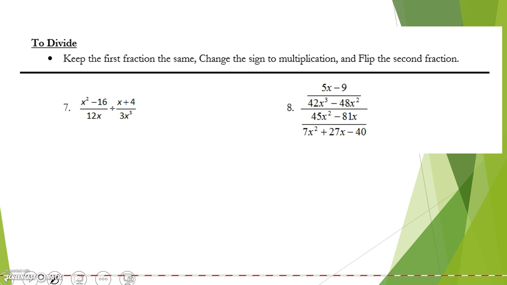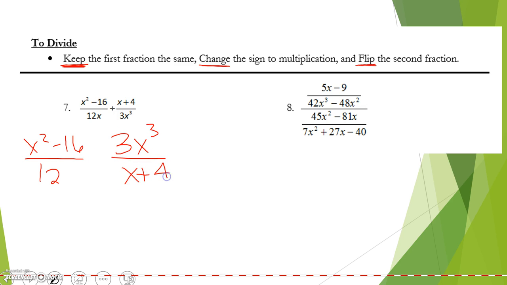Now let's talk about dividing. Dividing is pretty similar to multiplying. However, you need to keep the first fraction the same, change the sign to multiplication, and flip the second fraction. I call it keep, change, flip. Your Algebra 1 teacher maybe called it KISS. So what you do is you're going to rewrite the first fraction exactly how it is. You're going to change it to multiplication, and you're going to flip the second fraction over. So I just flipped this over.